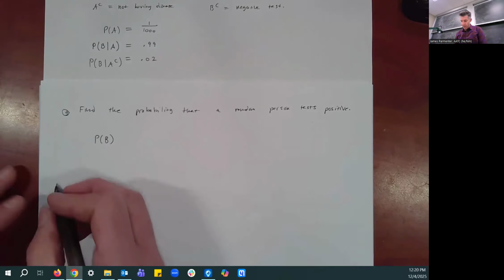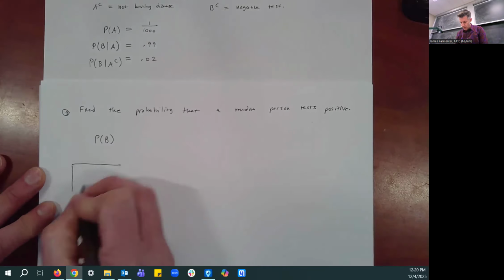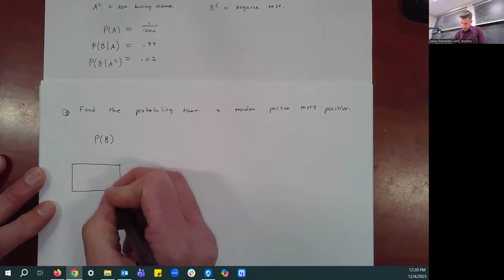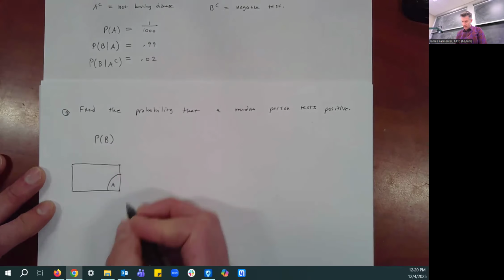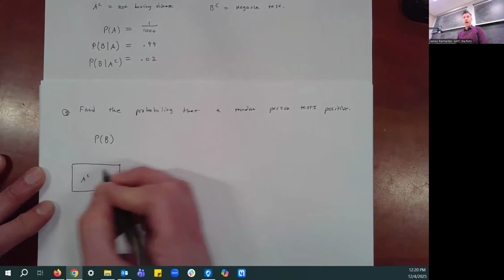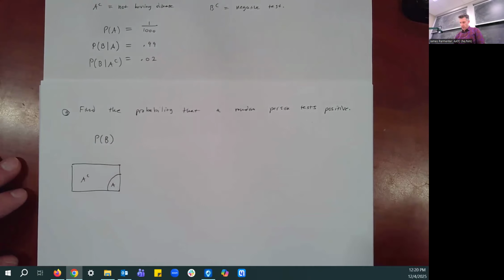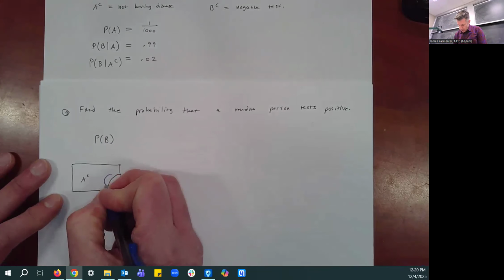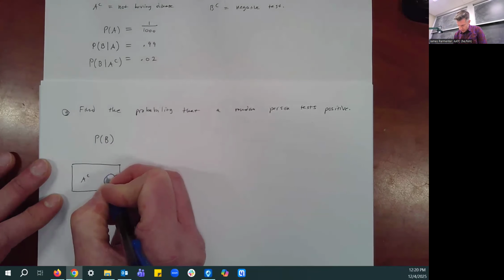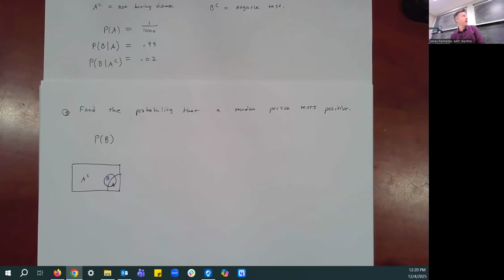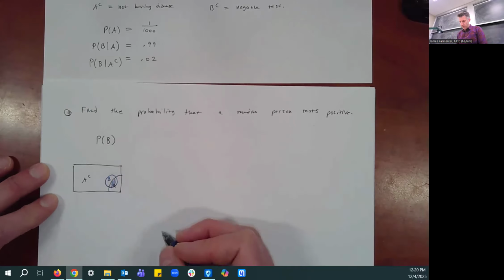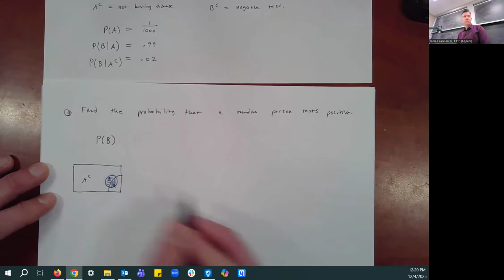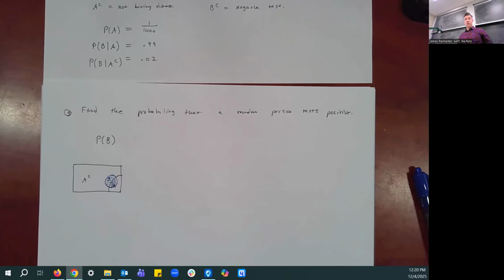You can draw a Venn diagram if you like. Here's the very, very small portion of people that have the disease. Here's the rest of them that don't have the disease. And then in this overlapping circle, here's the people that are testing positive. So if I'm testing positive, I'm either testing positive and have the disease over here, or testing positive and don't have the disease over here. And that's it. That is everyone who's testing positive.